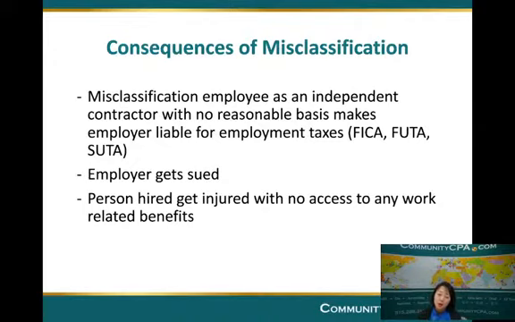And the worst part would be if your worker gets injured during work hours, and because you misclassified them from employee to subcontractor, they can sue you as the business owner to ask for any damage-related compensation that they should receive, because they cannot access any work-related benefit when they get injured.